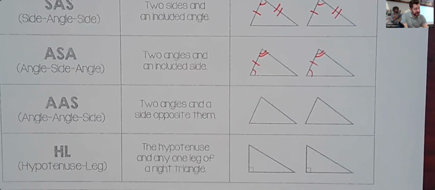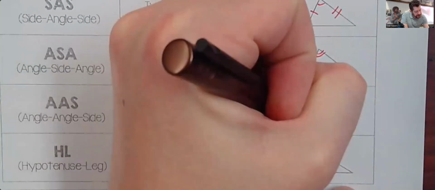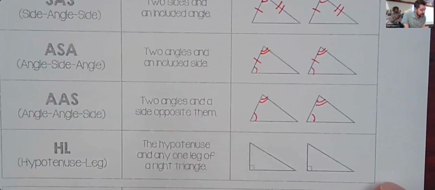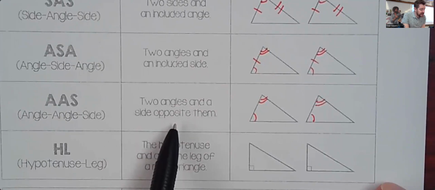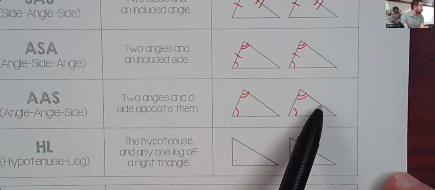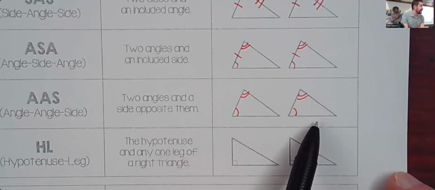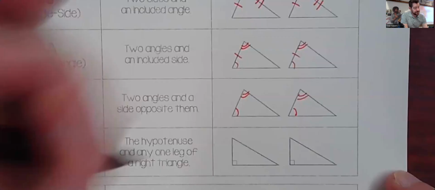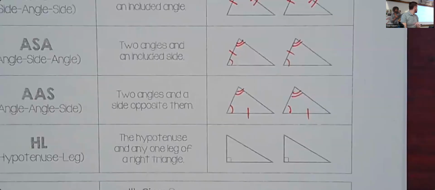Angle, angle, side means two pairs of angles and a side opposite those angles. So basically a non-included side, which could be this side here and here, or it could be that side there and there. It doesn't actually matter. If you have two angles and a non-included side, we can do that. Angle, angle, side.